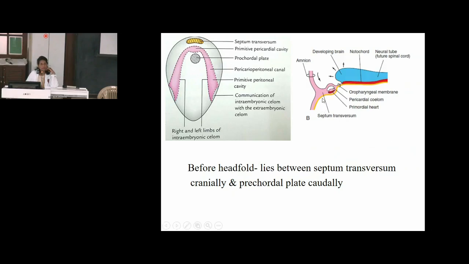So how are the relations from cranial to caudal side? Septum transversum, the developing heart along with the pericardial cavity, precaudal plate, and then the pleural tube. Okay? Here, the pericardial cavity is dorsal to the developing heart. It is lying dorsal to the developing heart.